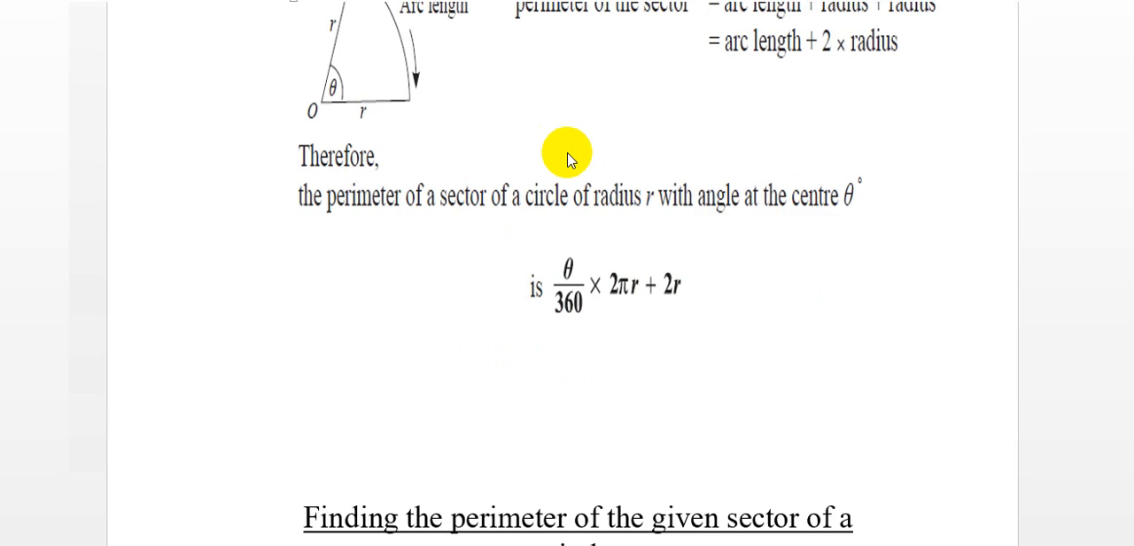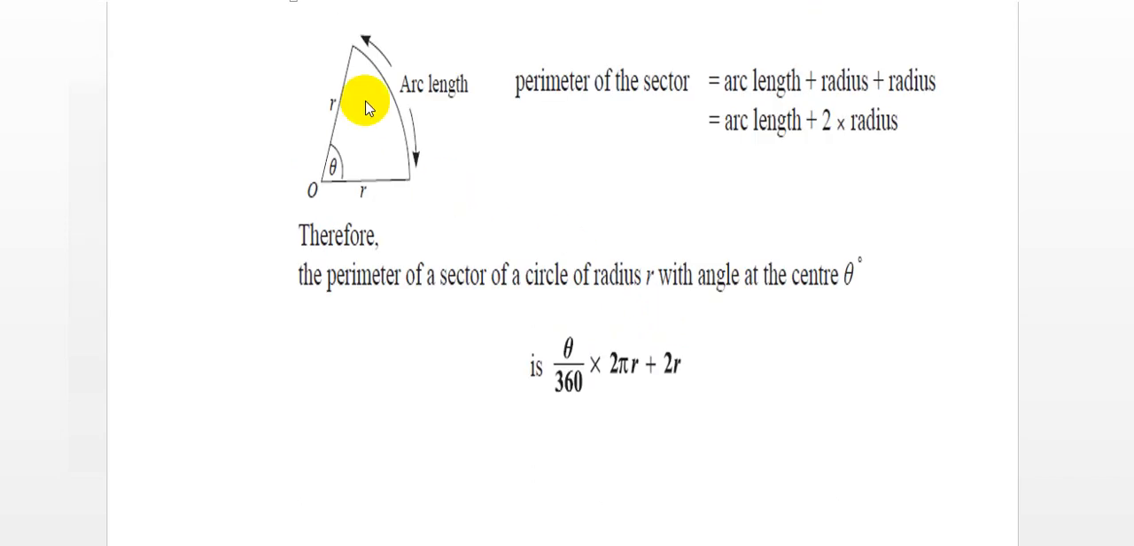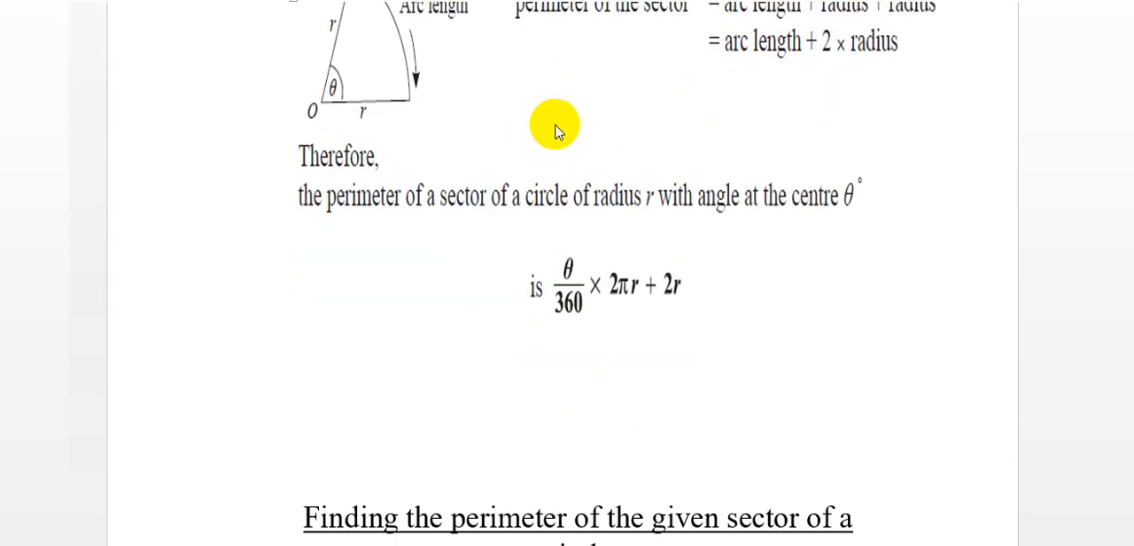So if you write it as an equation, you get theta over 360 into 2 pi r, which you are already aware of, this particular portion refers to the arc length, plus 2r, which means this particular length and the other length. It's the two radius values, 2r. So when you add 2r to the arc length, you can derive the perimeter of the sector.